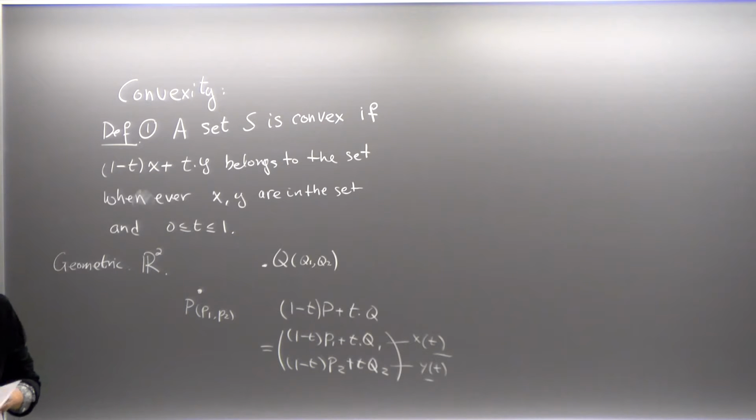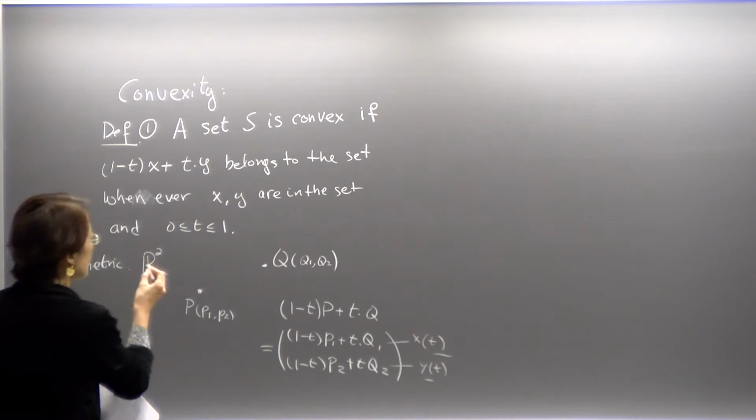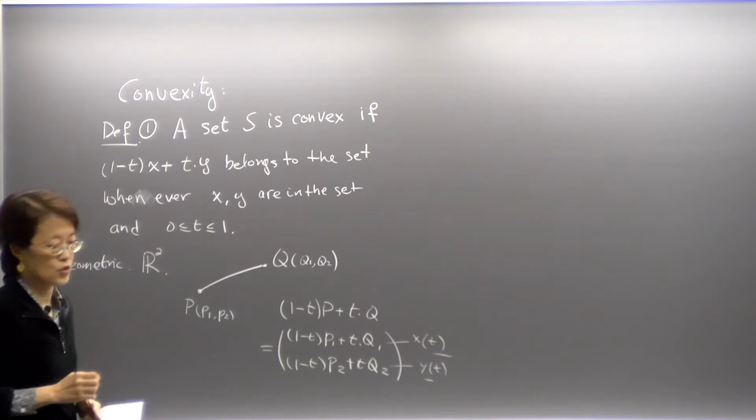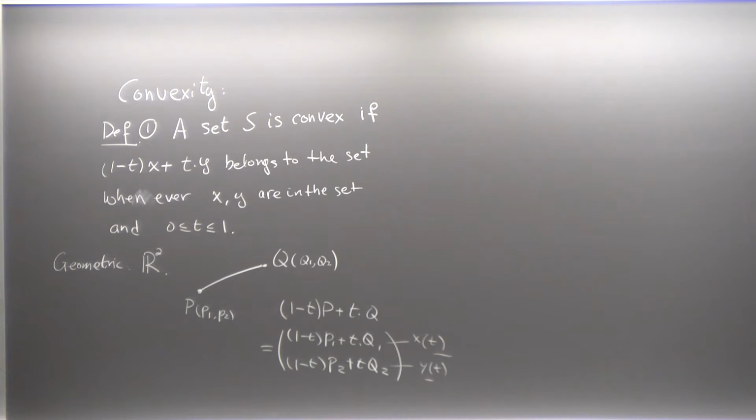Isn't that a line, a straight line? Because it's all linear in t, isn't it? So this will actually give me a line segment. Okay, it's a straight line. I didn't draw this so perfectly. Connecting p to q, between them, not outside, if t is between 0 and 1.